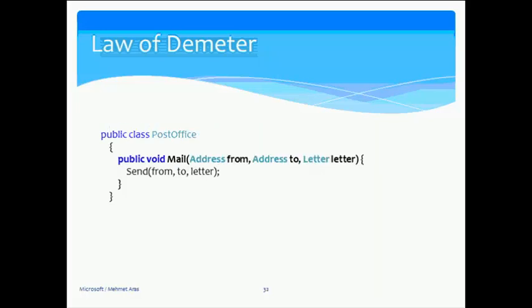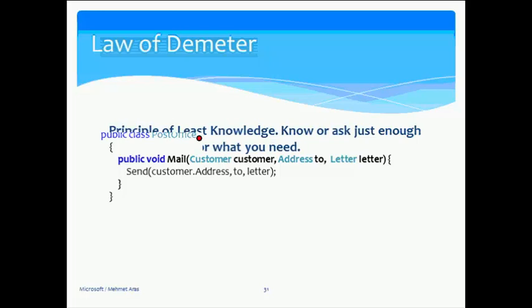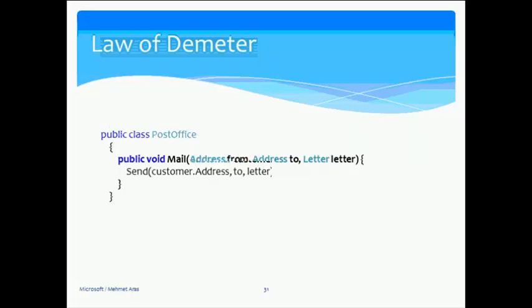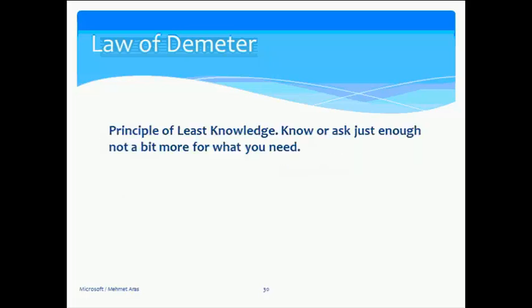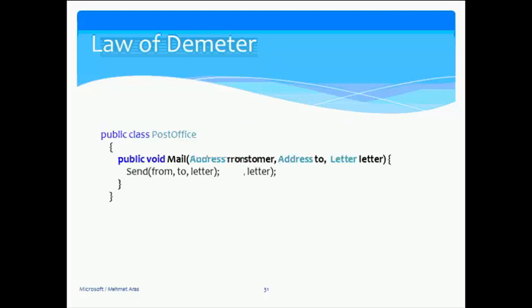Here you can just ask for what you need. All I need is a from address. That's all I need. So why not ask for that directly instead of asking for something that contains the from address? This is what the law of Demeter does, the principle of least knowledge. Know or ask just enough, not a bit more than what you need. Here I'm asking too much when I can do with only this piece of information. So this is your law of Demeter.